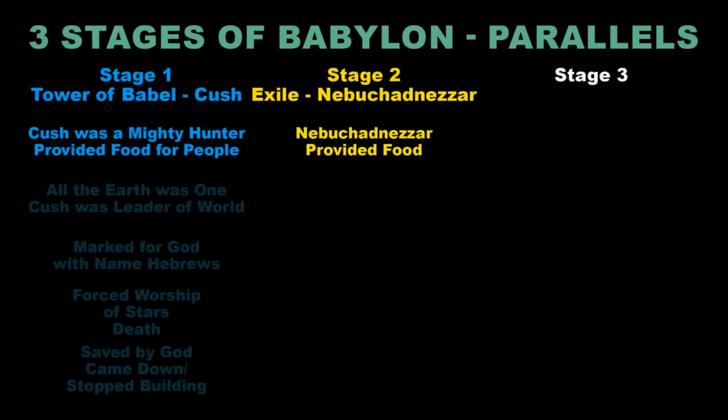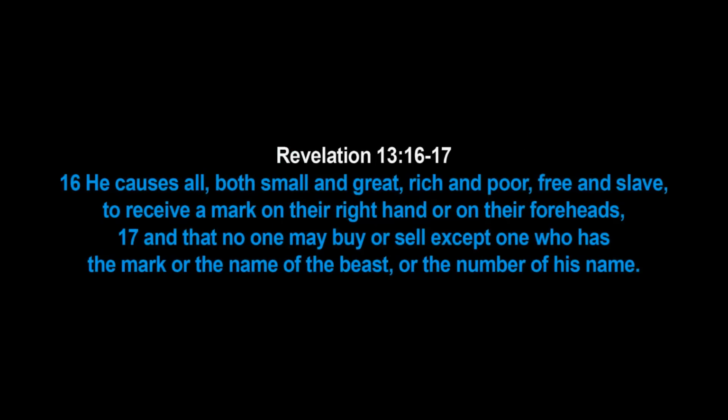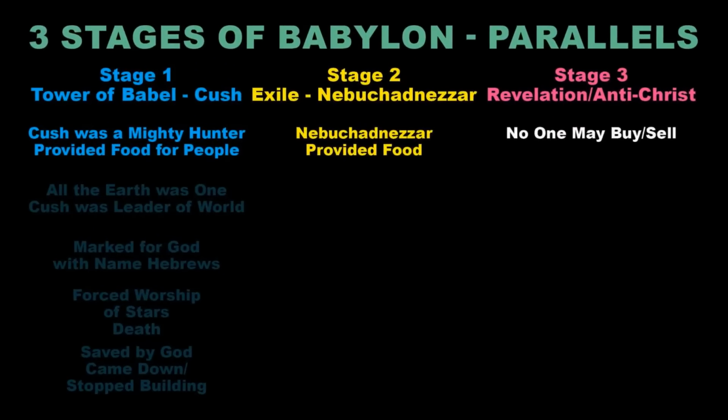But let's go to the third stage of Babylon in the Bible, and that is in the book of Revelation when we get to the Antichrist. And if you want to read about the Antichrist, most people interpret the second beast in chapter 13 as the Antichrist. And we read this: "And that no one may buy or sell except one who has the mark or the name of the beast." And as we go back to the parallels, just think about the ramifications of not being able to buy or sell. The Antichrist will control food.